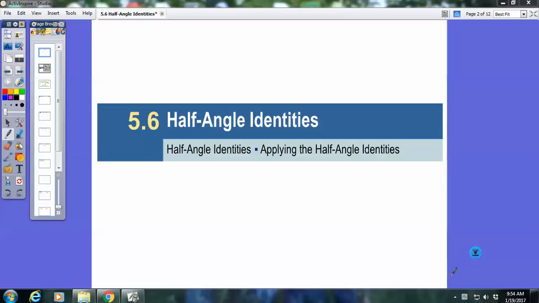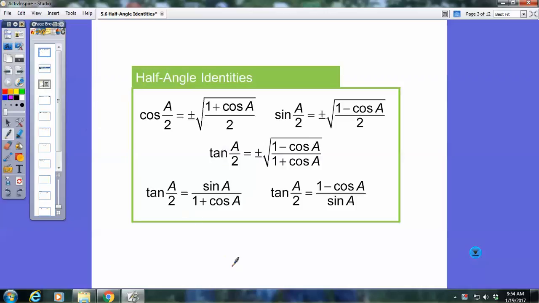Alright, so half angle identities. I'm not going to show you where these come from. I could if you are interested. They really just come from the double angle identities. I'm just going to give them to you and let you write them down. So that is that last empty tab on your flip chart.